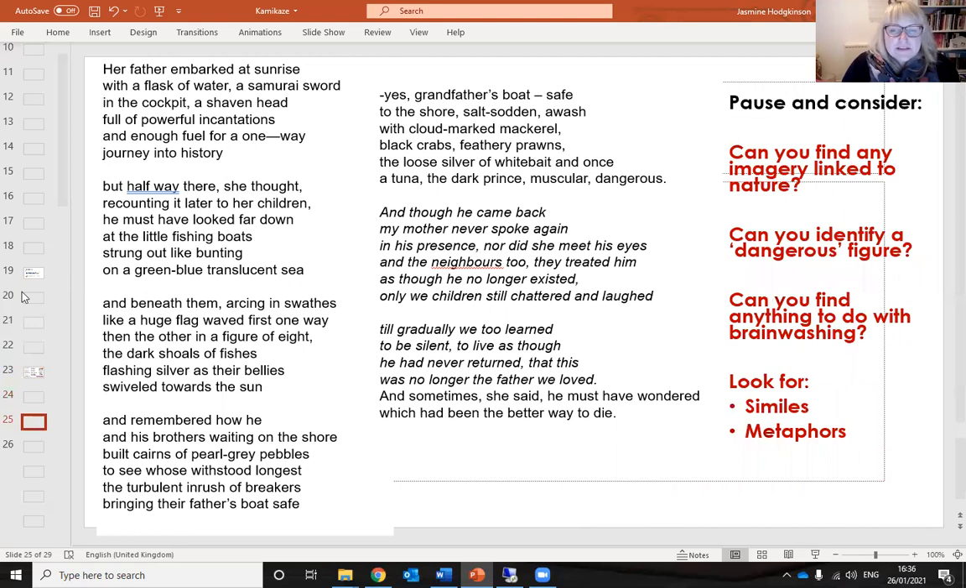So what we're going to look at specifically in this poem, I'm going to get you to do in just a moment. I'm going to get you to pause and consider: can you find any imagery linked to nature? Can you identify a dangerous figure? Can you find anything to do with brainwashing? I also want you to look for some similes and metaphors. There is an answer to each of these questions, okay? So do pause the video, have a look at each of these questions. You don't need to write anything down as such, just have a look through, see what you can identify before I go through these things in a bit more detail.